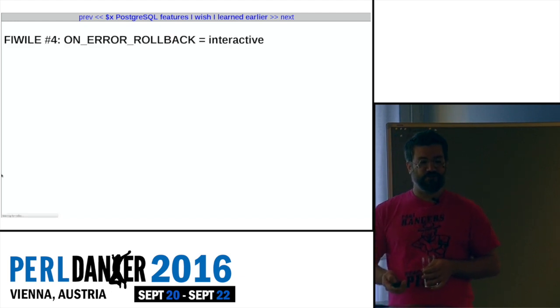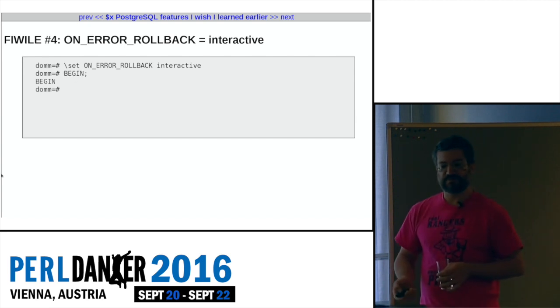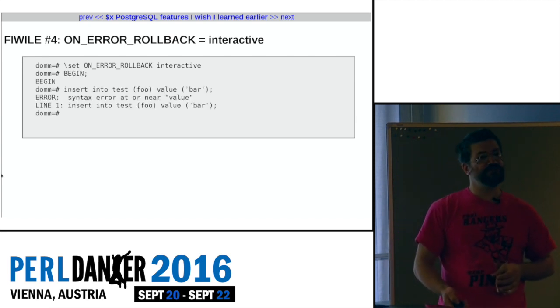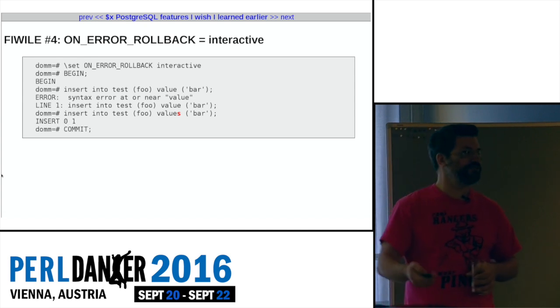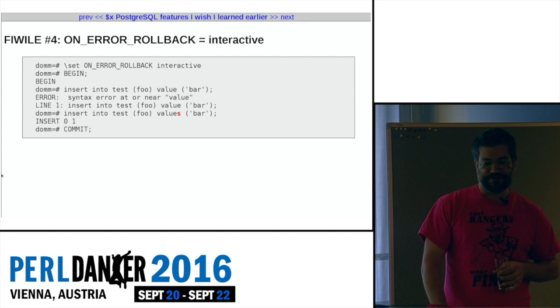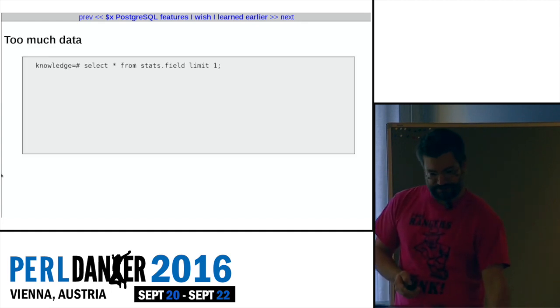So you have this thing, ON_ERROR_ROLLBACK interactive, which you can set as a config parameter. And then you can make as many typos as you like, and the transaction is not aborted, and you can just continue doing your stuff and then commit when you're done. That's quite nice.